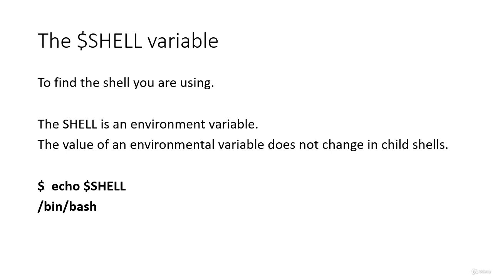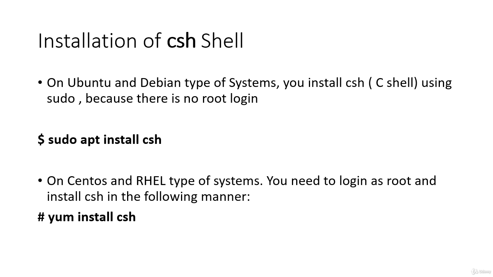The value we get is /bin/bash. This is not what you are looking for. You want to see the absolute path to the C shell executable, which will be /bin/csh. Since you do not have the C shell, you must install it.